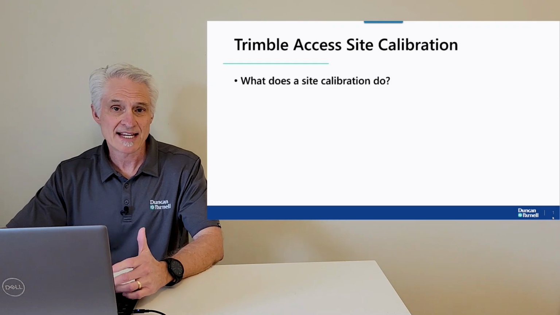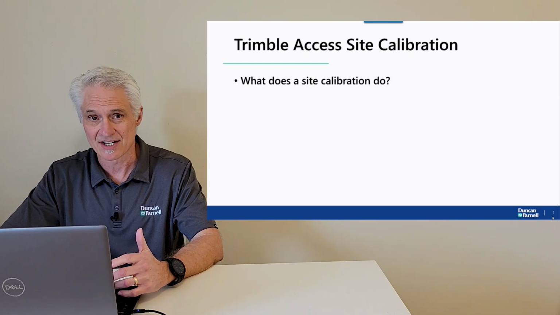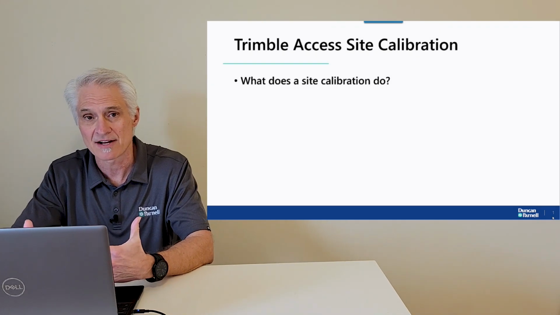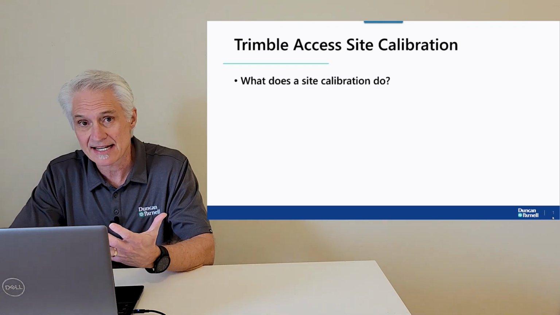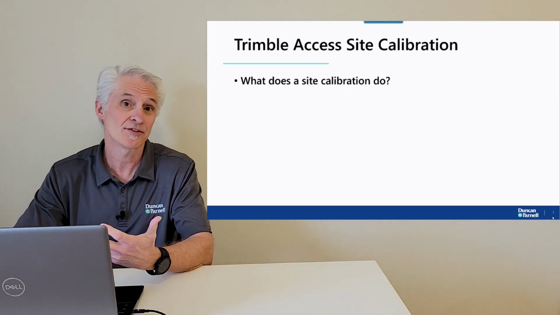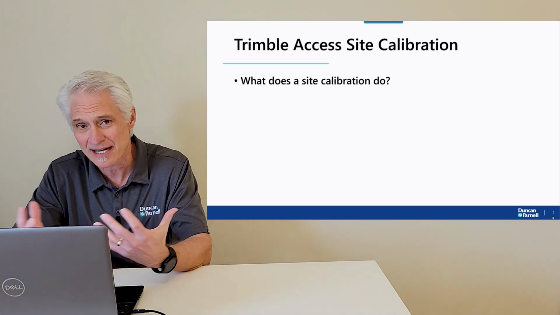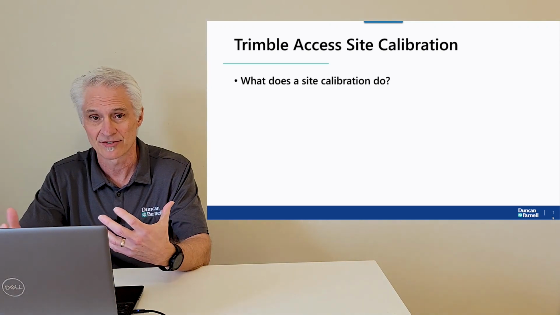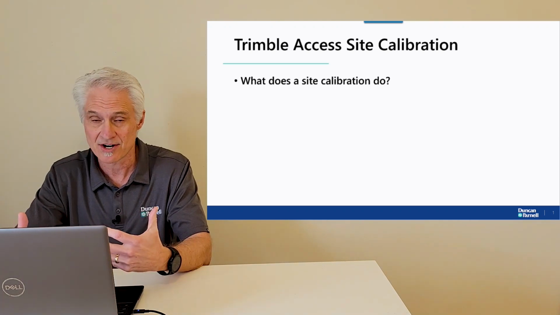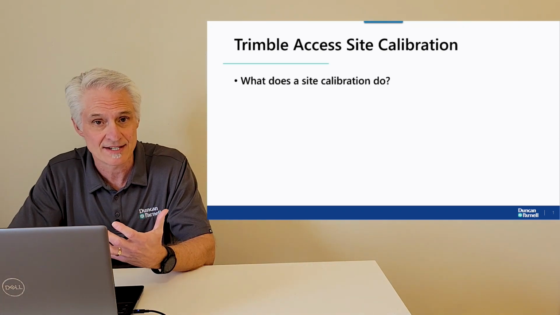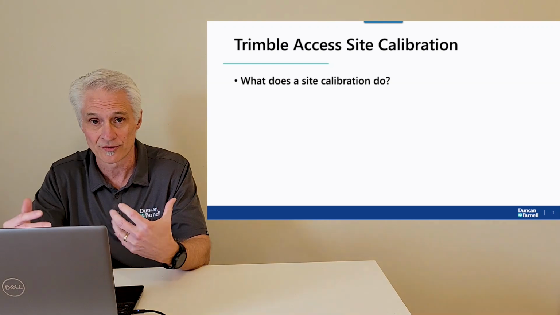All right, so site calibrations in Trimble Access. We get a lot of support questions about this, and this comes up in training a lot. How do I do a site calibration in Trimble Access? What is a site calibration in Trimble Access? And when do I need to do a site calibration in Trimble Access? So I want to cover those things today and then actually show you how to set up a job properly and then how to do a site calibration and read the results out in the field.